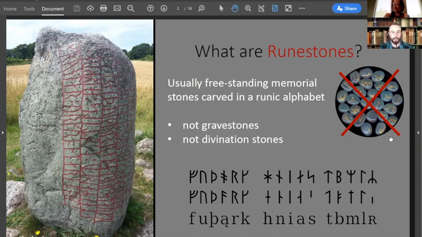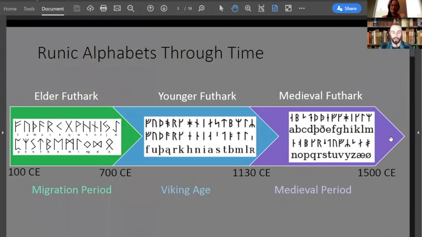Runestones and other runic inscriptions are important because they are the earliest written sources in Scandinavia, so they can tell us quite a lot about the language and culture. Runes were not static through time, so they evolved over the centuries, and there are 3 main alphabets that we're going to talk about. There's actually a 4th alphabet, but that was used in England and not in Scandinavia, so we're not going to talk about that one today.